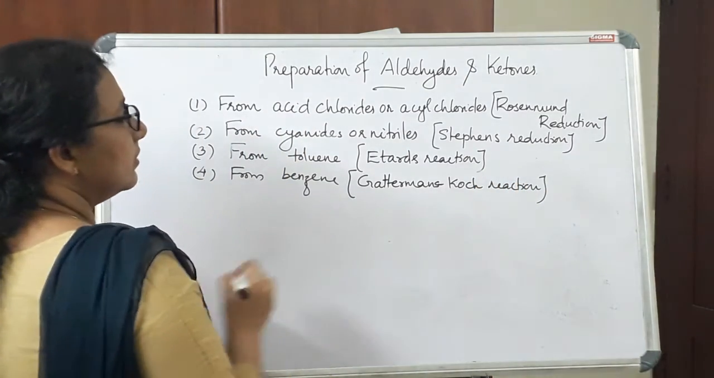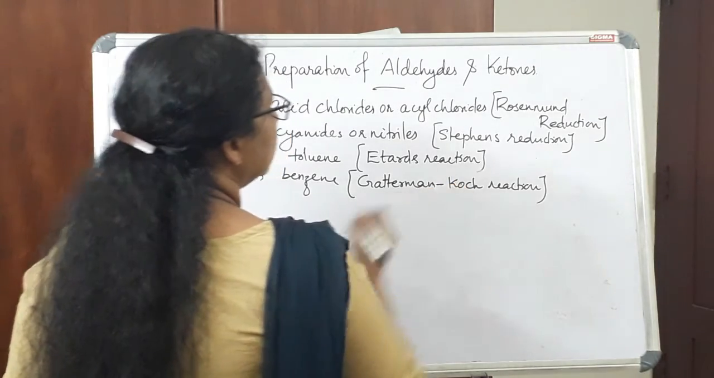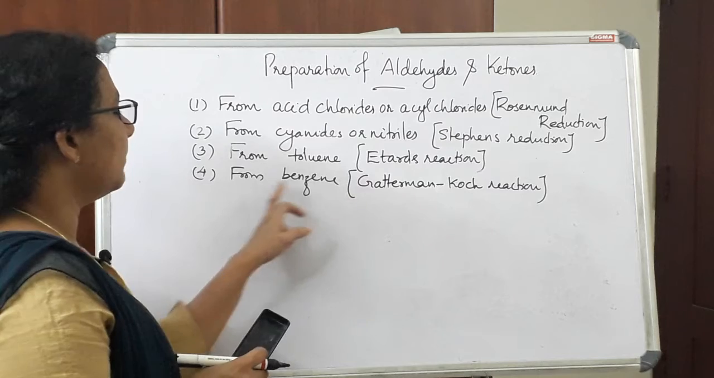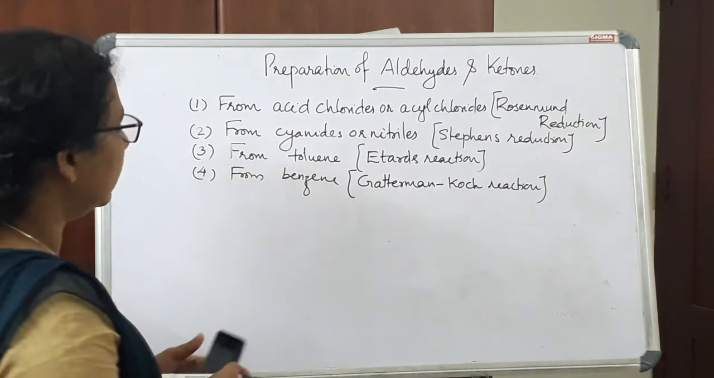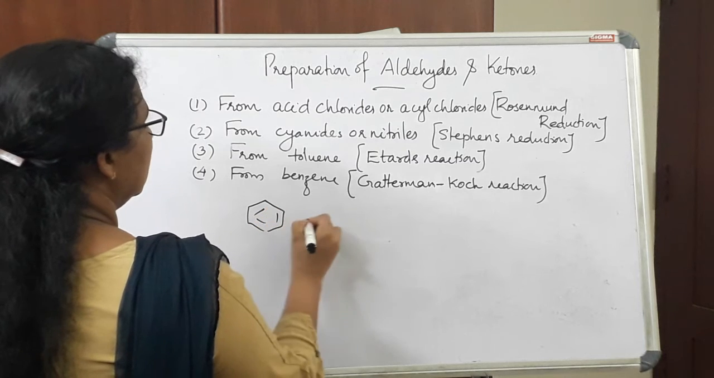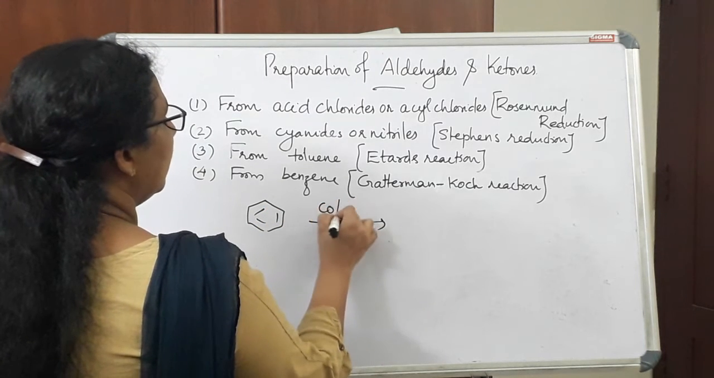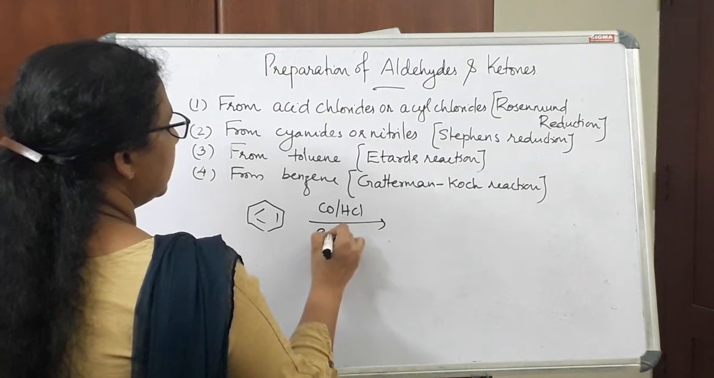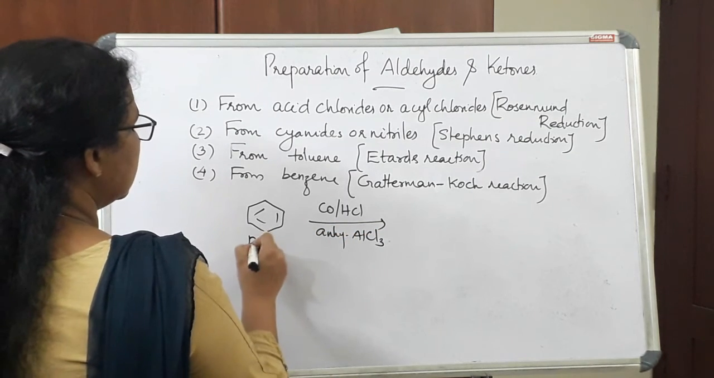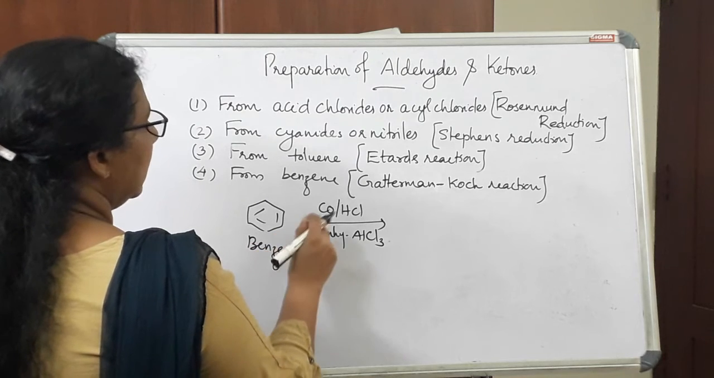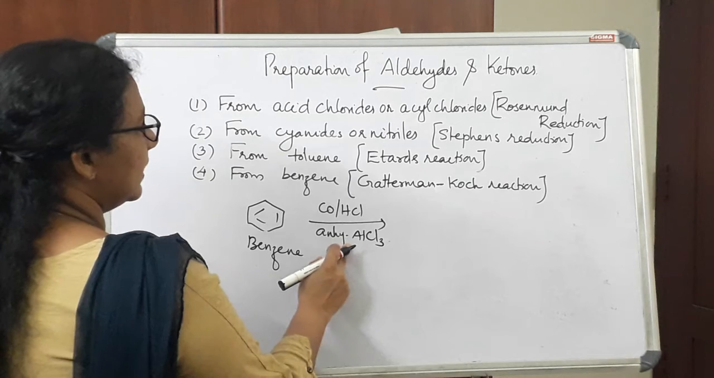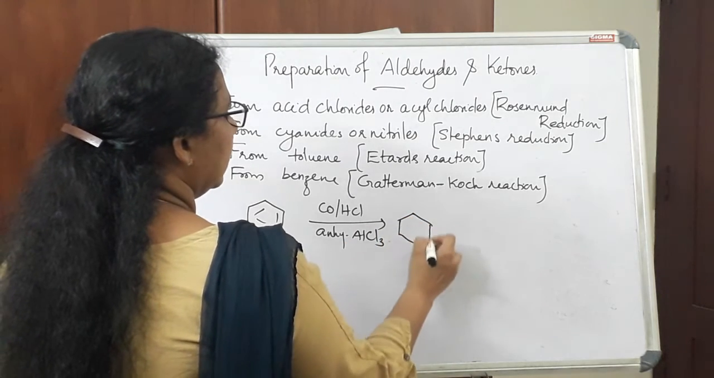So Gattermann-Koch reaction. This is from benzene. From this reaction we can prepare benzaldehyde. So benzene reacts with carbon monoxide and HCl in presence of anhydrous AlCl3. So this is the reagent. Benzene on treatment with carbon monoxide and HCl in presence of anhydrous AlCl3 produces benzaldehyde.